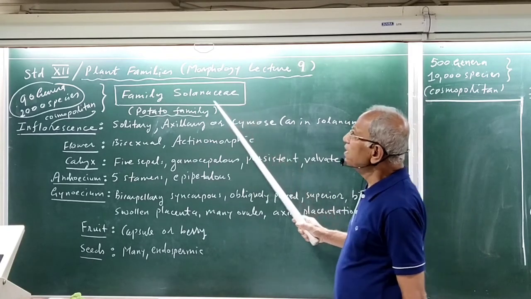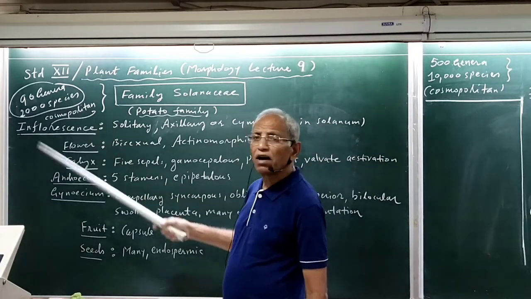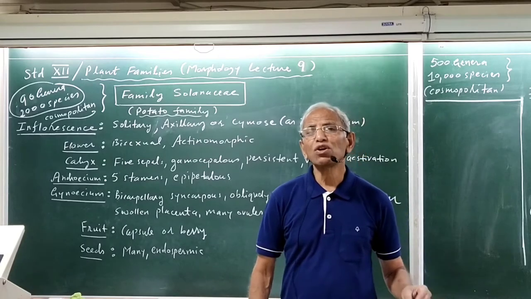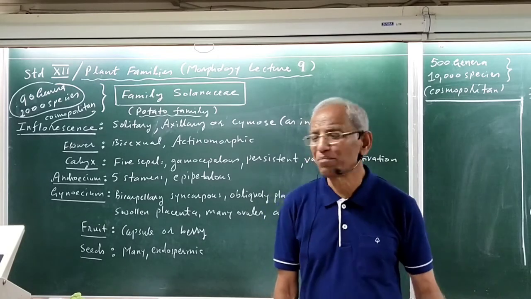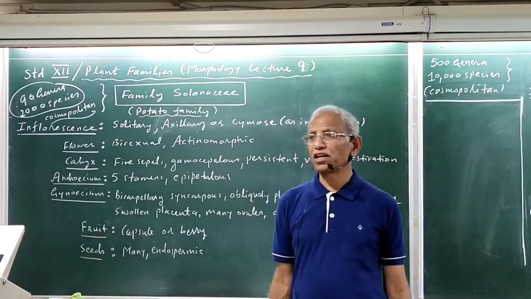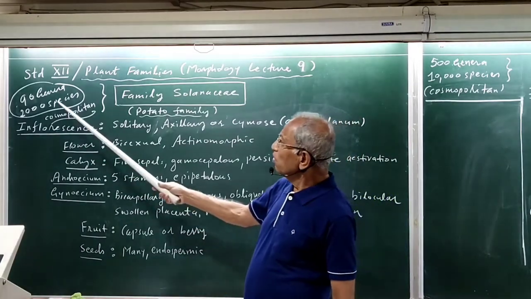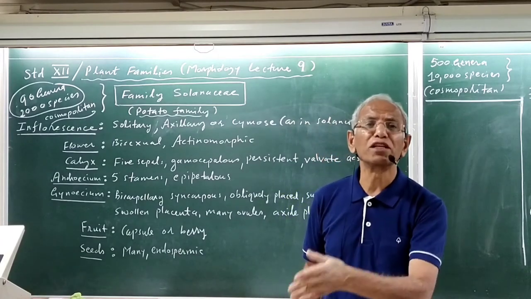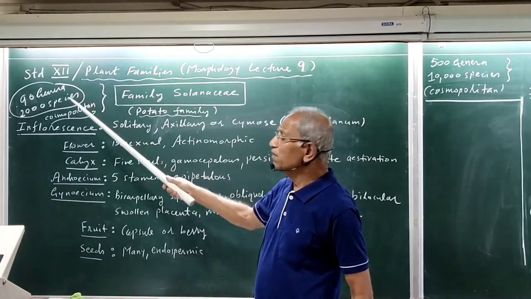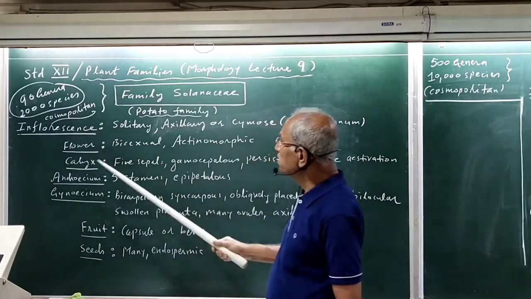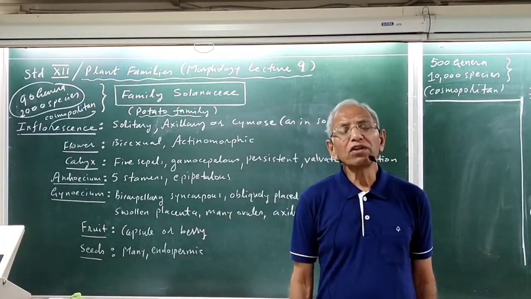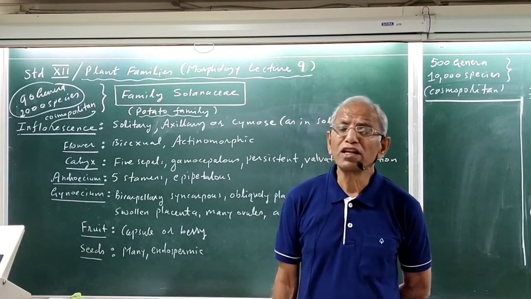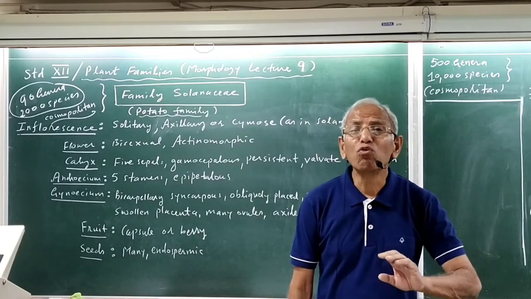The family has 96 genera and 2000 species. You don't need to remember everything, but we are learning plant families to be more friendly with the plant kingdom. So 96 genera, you can understand. Suppose you take Solanum as a genus. Within Solanum, there are so many species. So every genus will have many species that you know. So 2000 species. Cosmopolitan. Whenever the word cosmopolitan is used, it means world over. So you will find Solanaceae family members distributed world over.